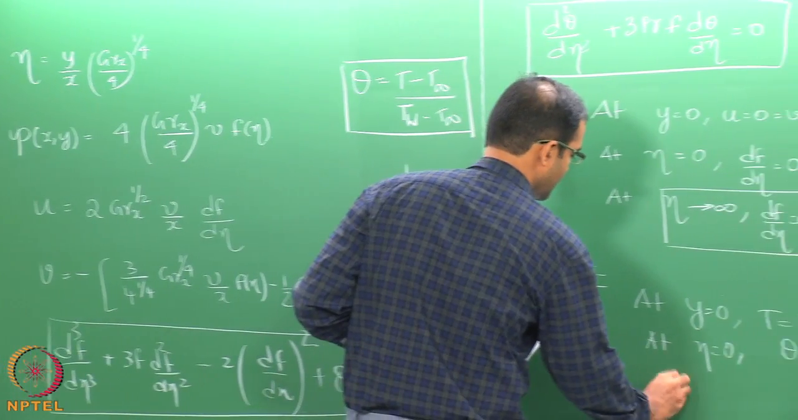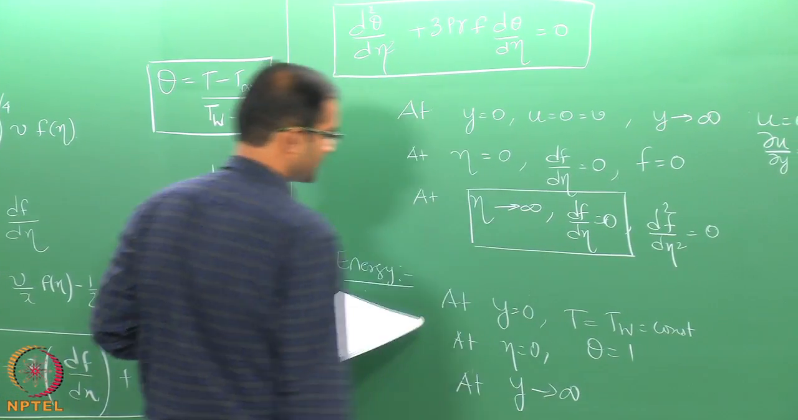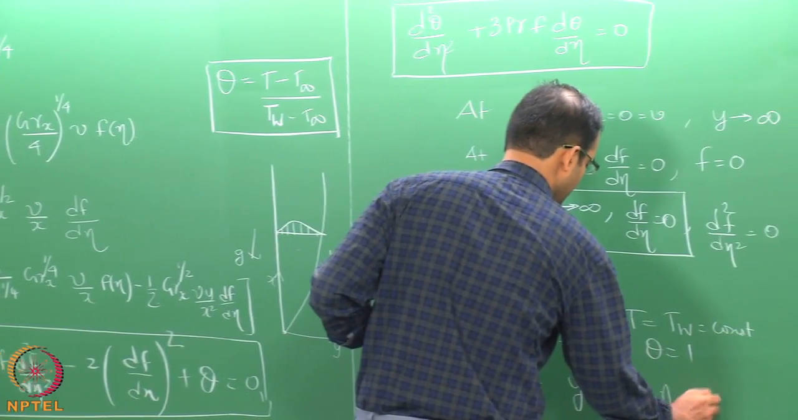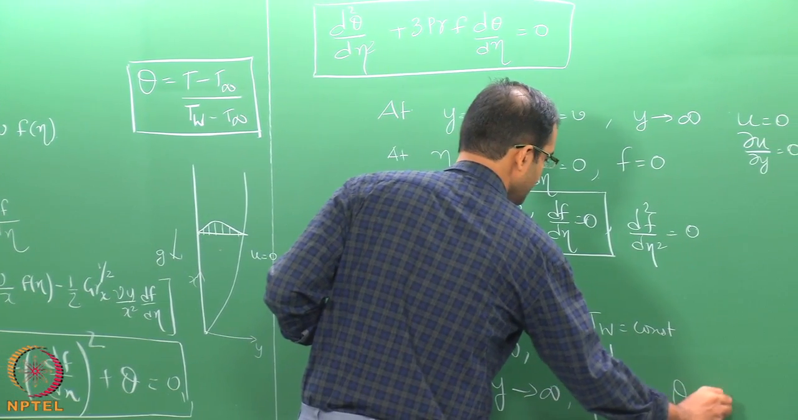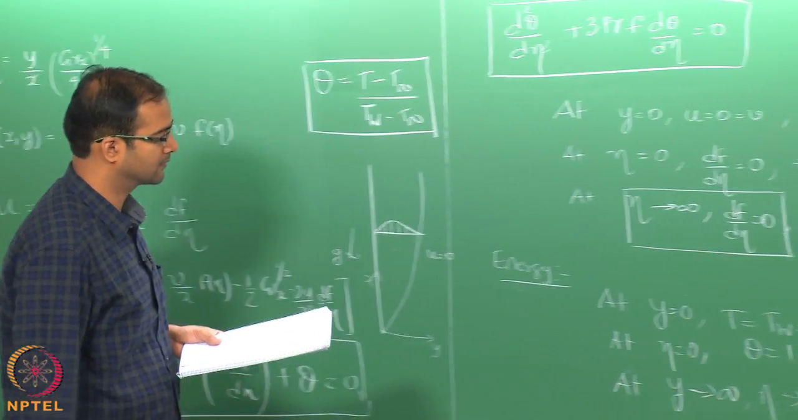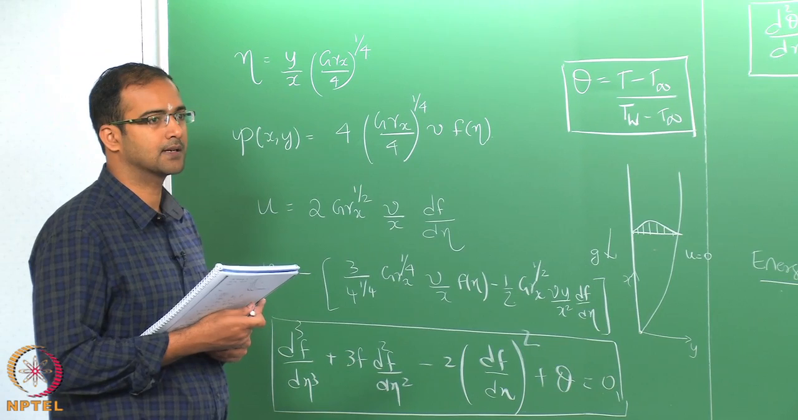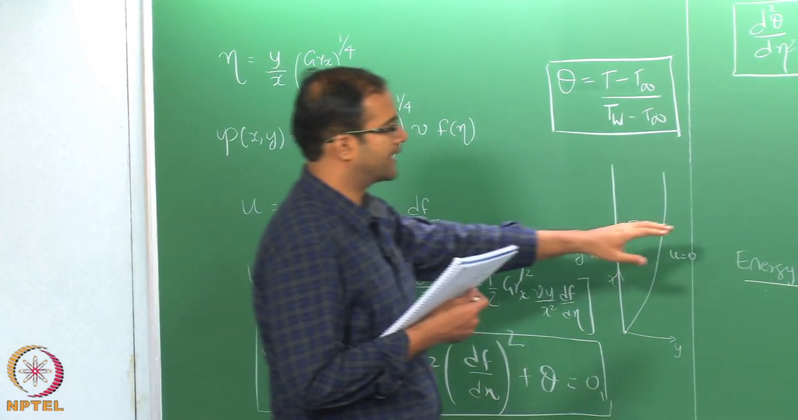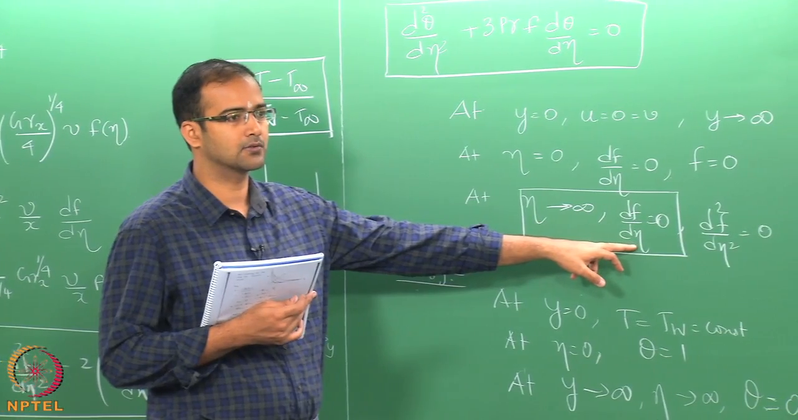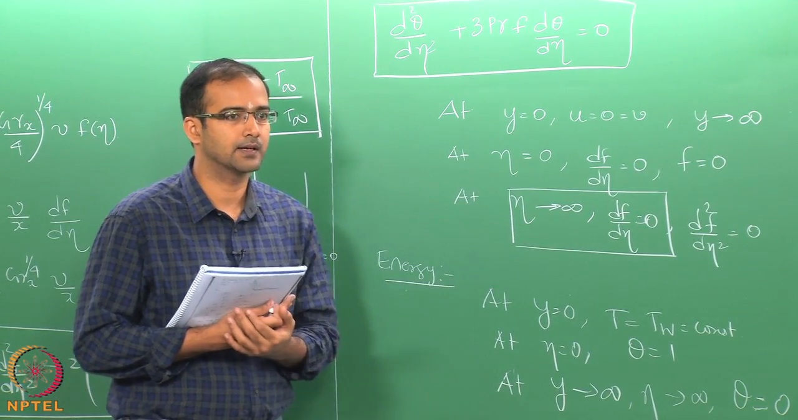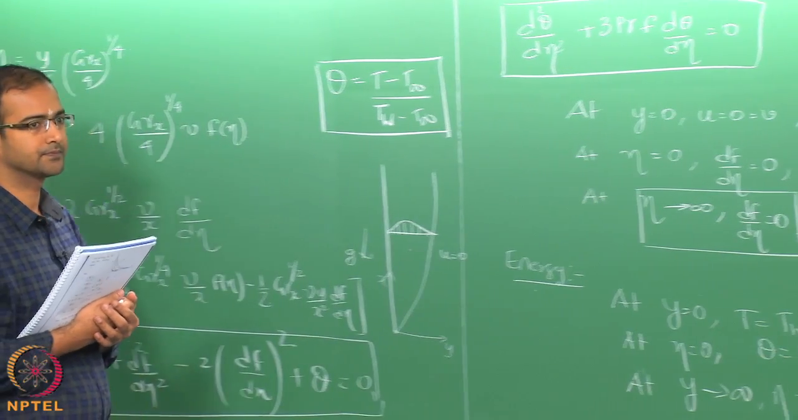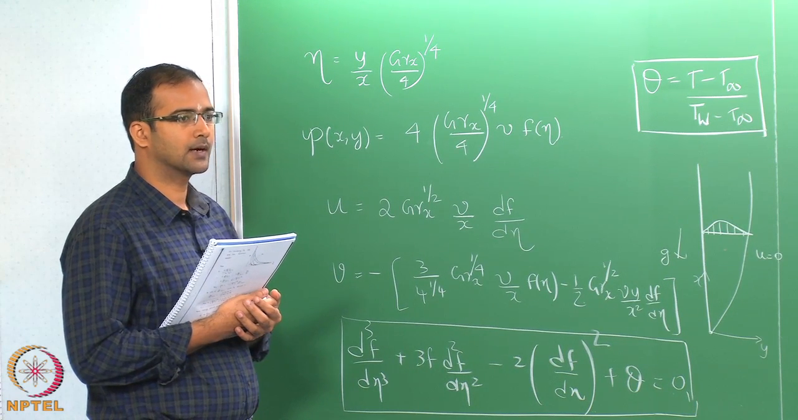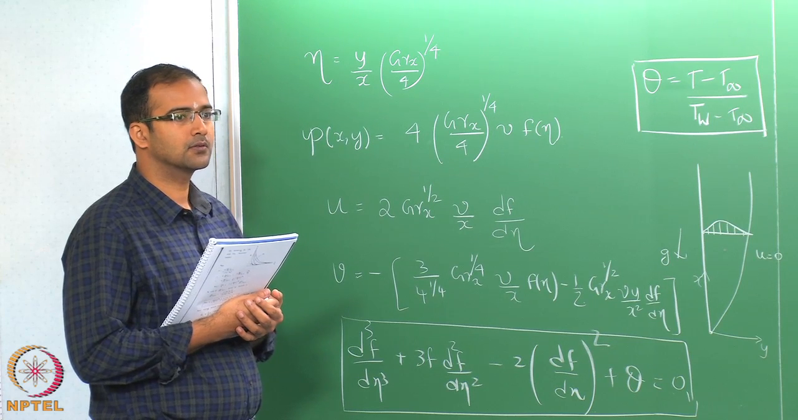And at y going to infinity, corresponding to eta going to infinity, theta will be going to 0. So this is pretty much the same as the original Pohlhausen's boundary conditions, only that in the case of momentum, you now have df by d eta equal to 0, whereas what is the condition in the Blasius equation? Going to 1, u by u infinity equal to df by d eta.